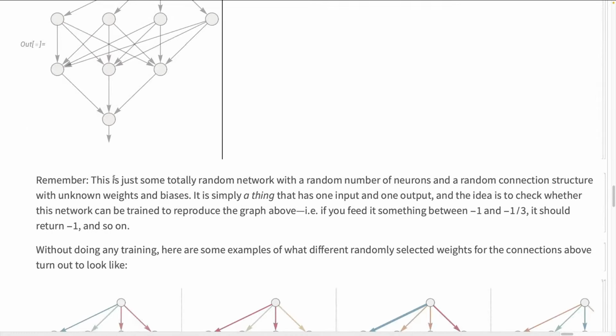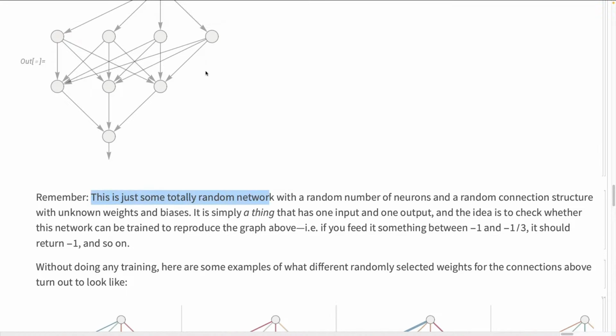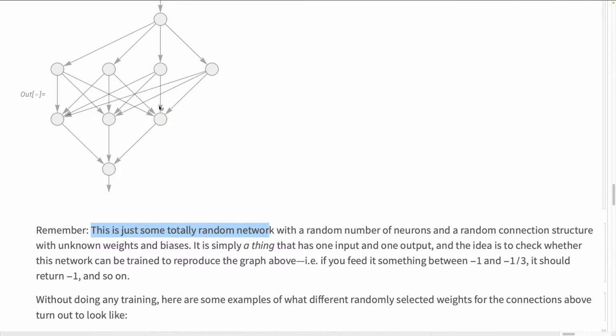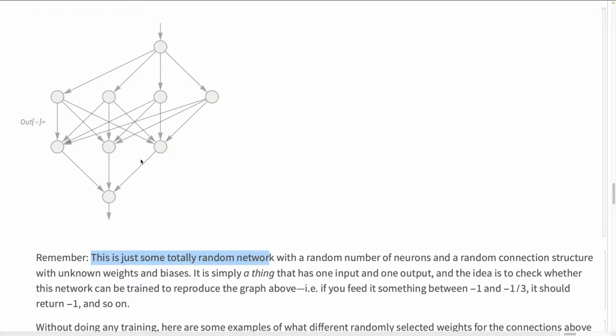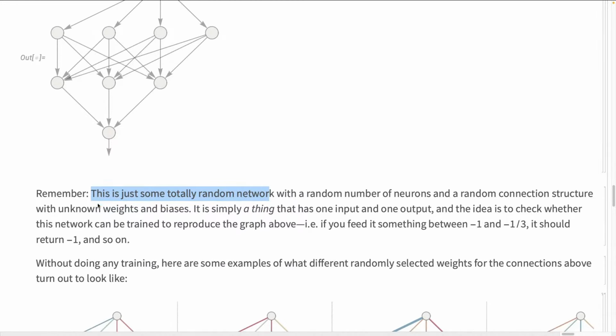I just want to really push that. It's a totally random network with a random number of neurons, a random connection structure. In this case, it's fully connected, but a random number of layers, random number of neurons per layer. It's all just randomly picked here. The only thing that actually matters with respect to our problem is that we have one input and one output. So whatever it is, it's a thing, and it's got one input and one output.